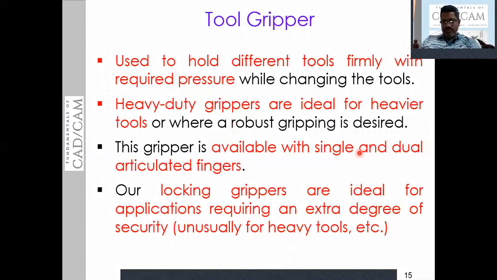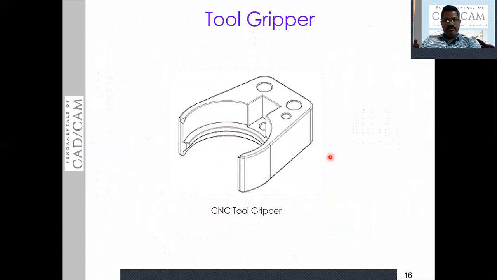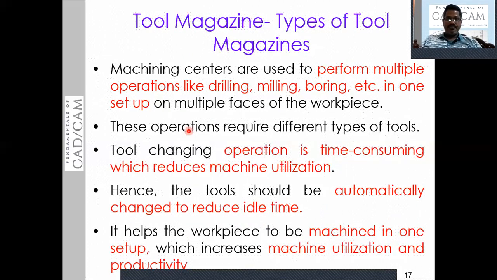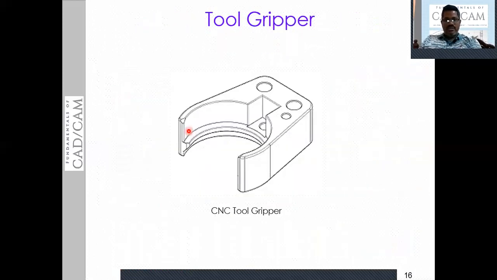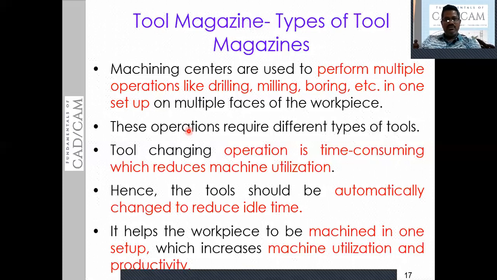You can see this type of gripper in this figure. It looks like this. It is a tool gripper, and at this location you have a two-finger appearance. This is used to hold small size objects. Let me come back to the other content we discussed. As of now we have discussed the tool gripper, and let me move forward to discuss the magazine.